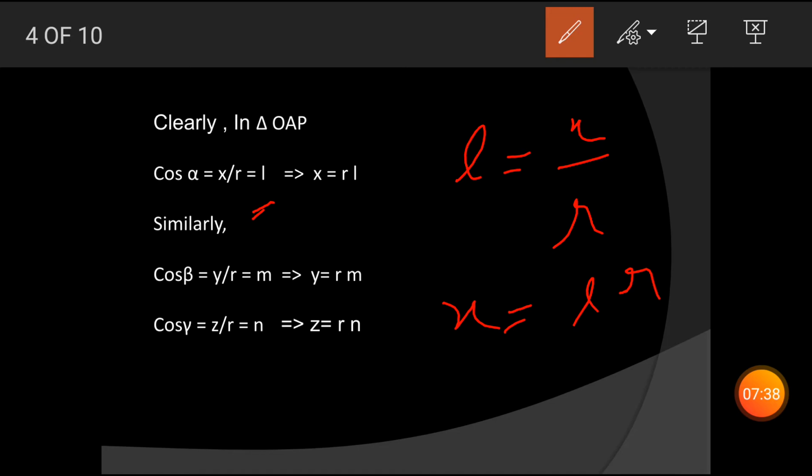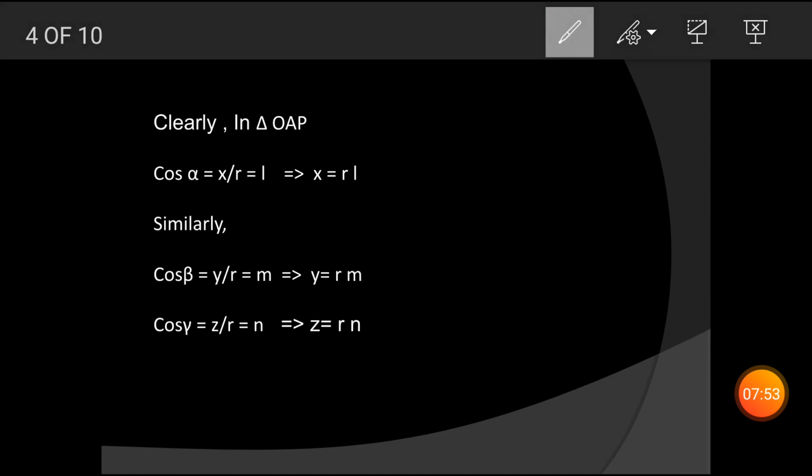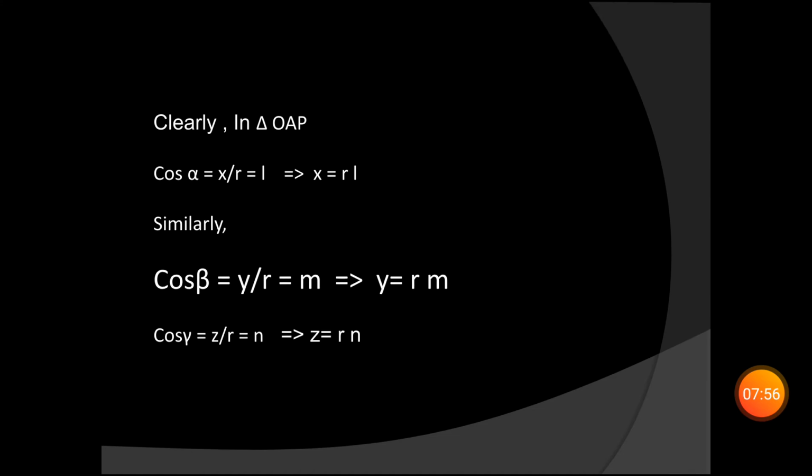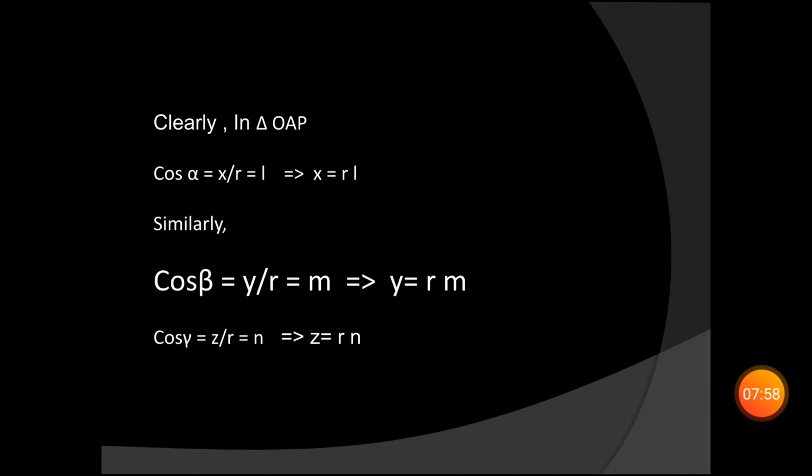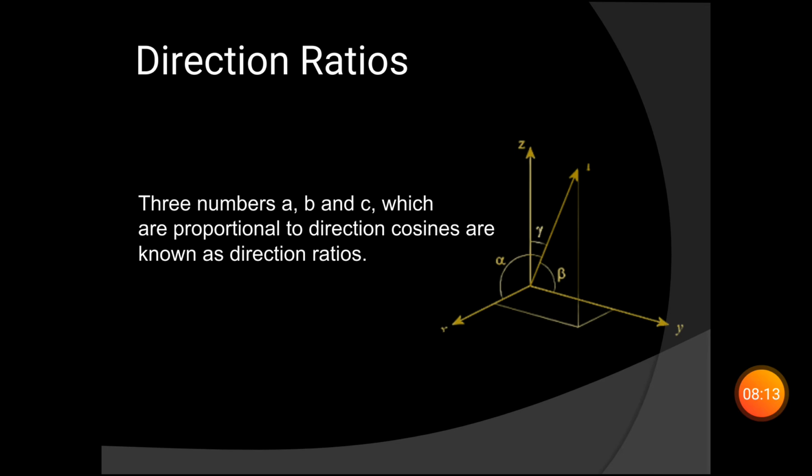Similarly, cos beta will be y upon r, that is m. So the value of y will be rm, and cos gamma, that is z upon r, equals n. So z is rn. So you can see all these values: what is cos beta? That is y upon r. Similarly, we can calculate by drawing the triangle, and that is equivalent to m. Cross multiply, you will get y equals rm, and cos gamma, that is z upon r, equals n, and that is equivalent to z equals rn. So this is how we get all the three values.